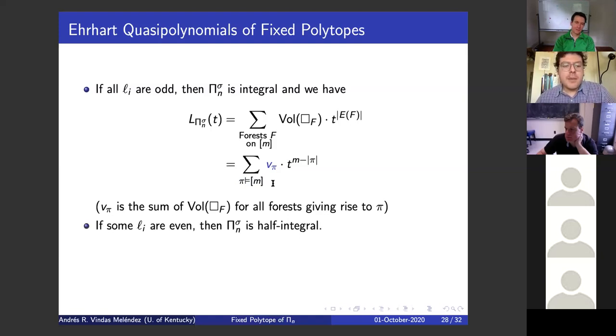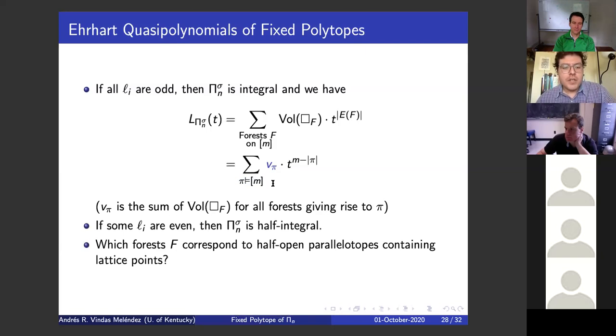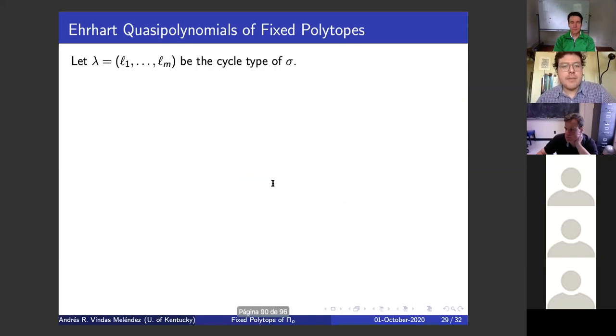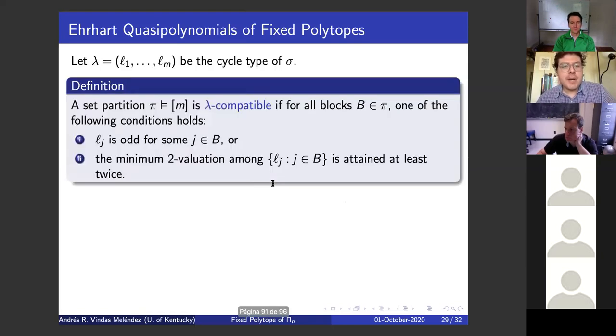And so if some of the L sub i are even, then we have to worry about the rational stuff, because now these fixed polytopes are half integral. So the question is, which forests correspond to the half open parallelotopes containing lattice points? And so here's our setup again.